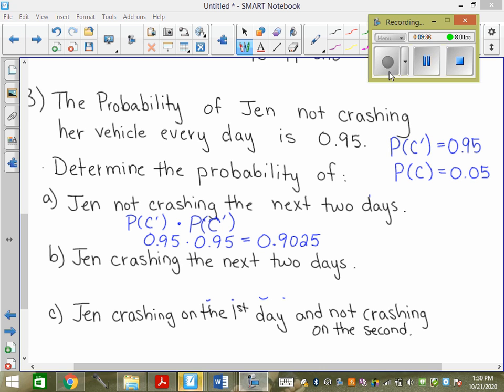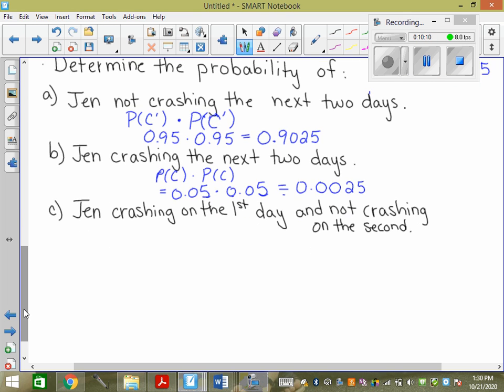Then it says Jen crashing the next 2 days. So you would do probability of crashing times probability of crashing, which is 0.05 times 0.05, which is 0.0025. Is it really that? That could be wrong. No, I think you're right. I think you're correct.